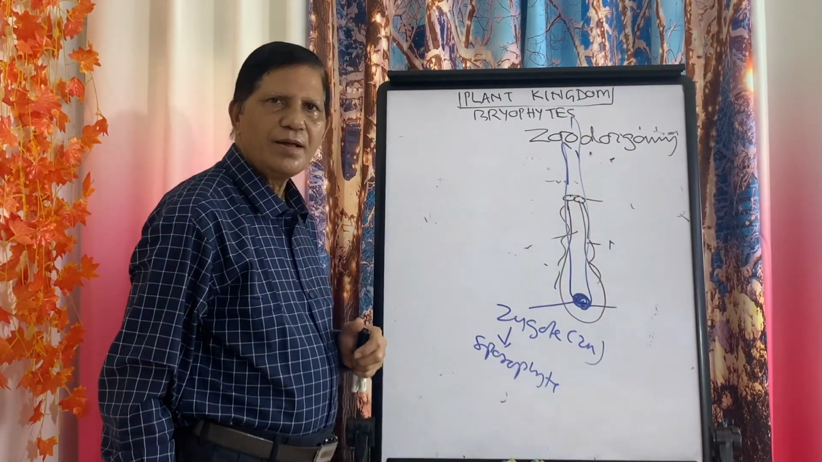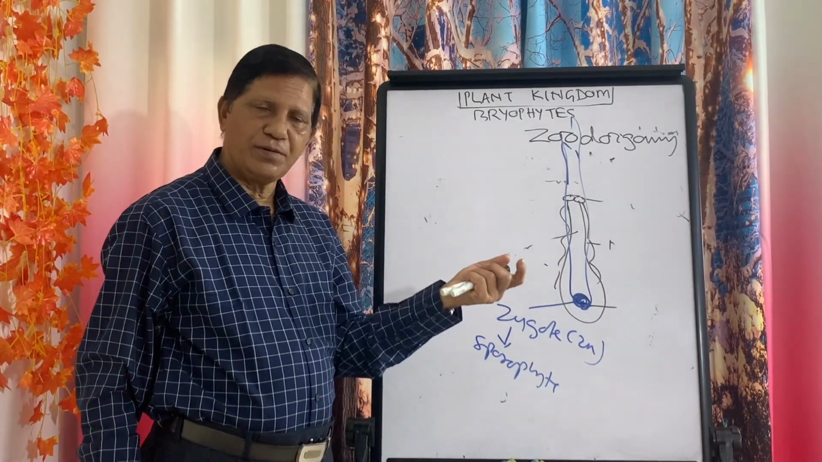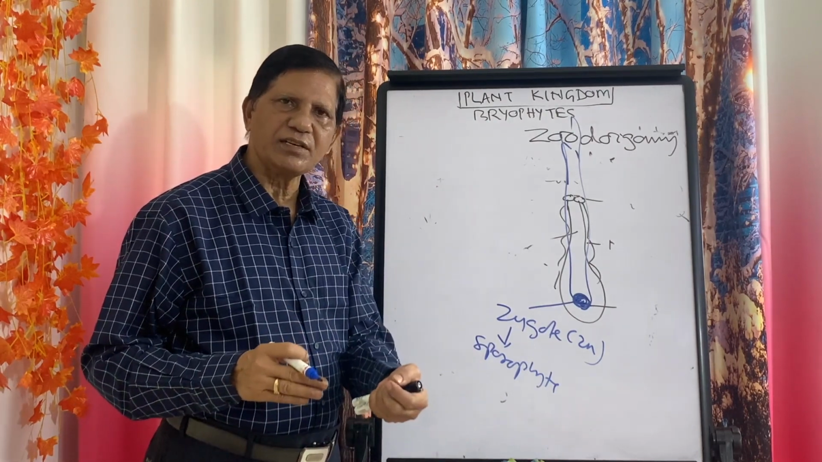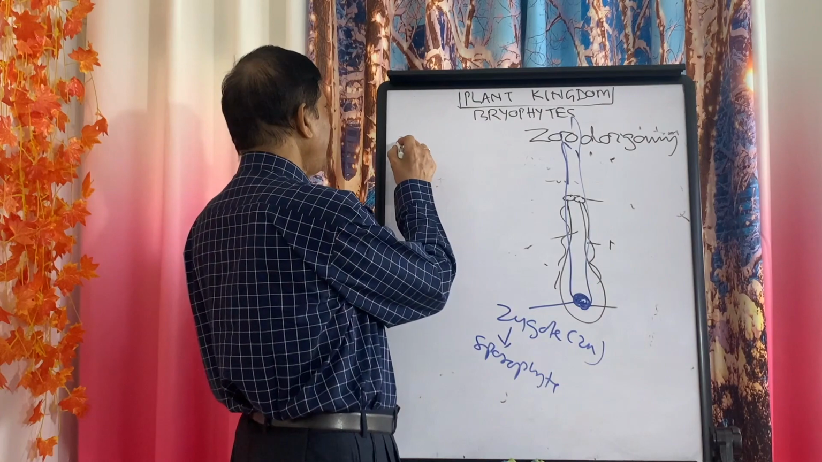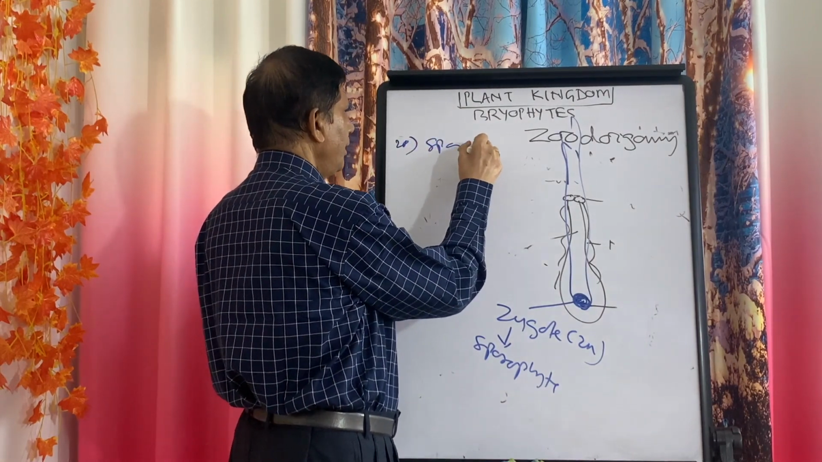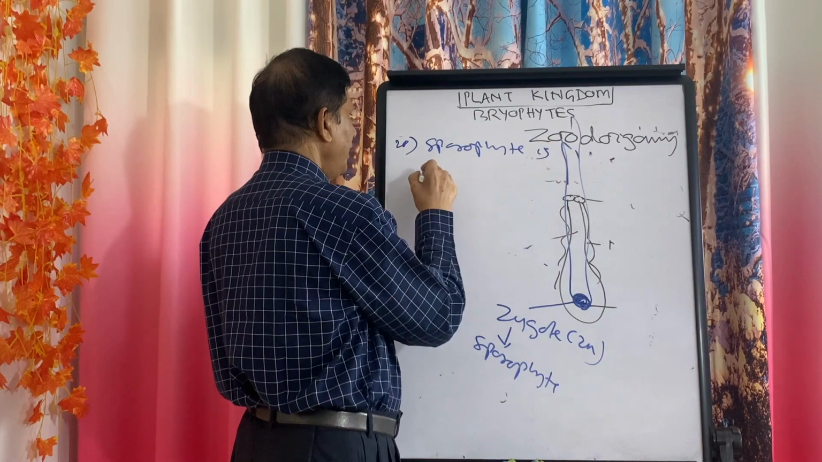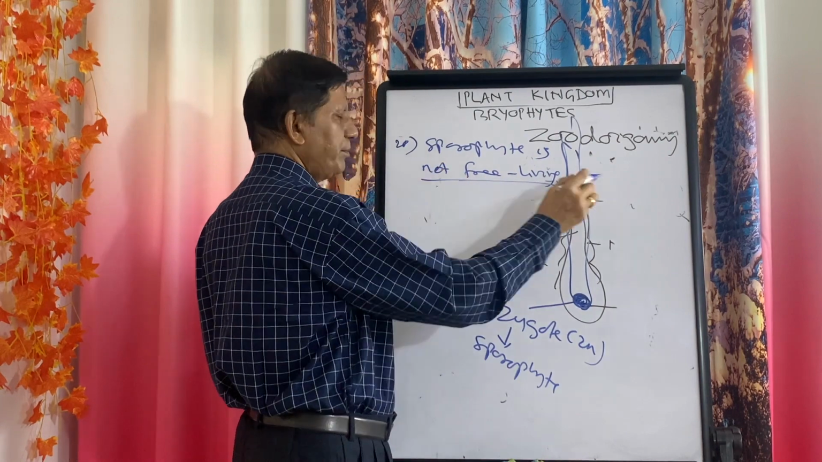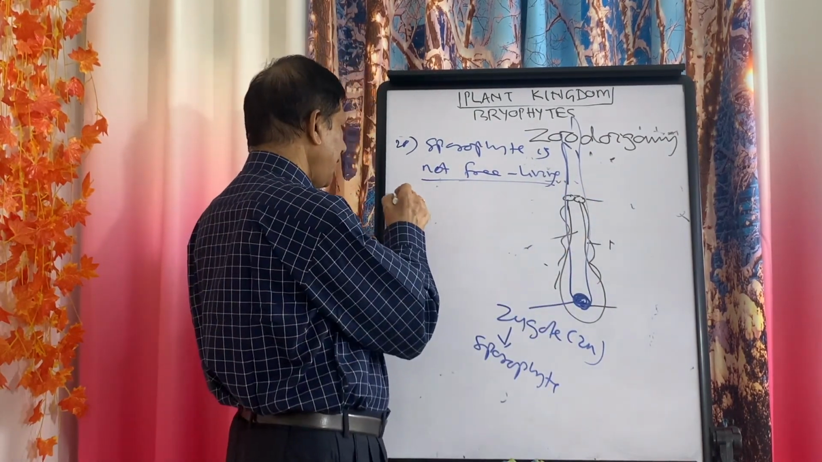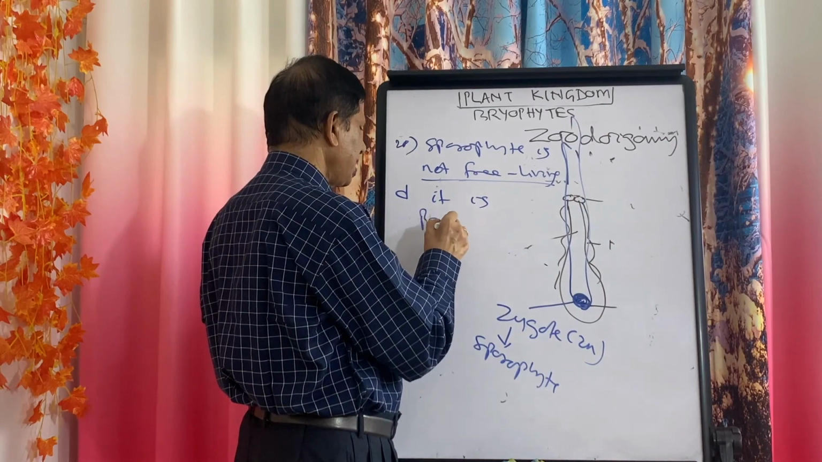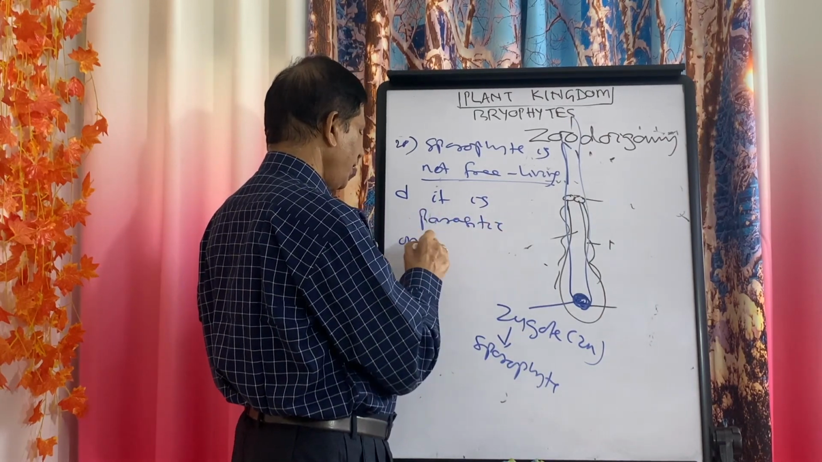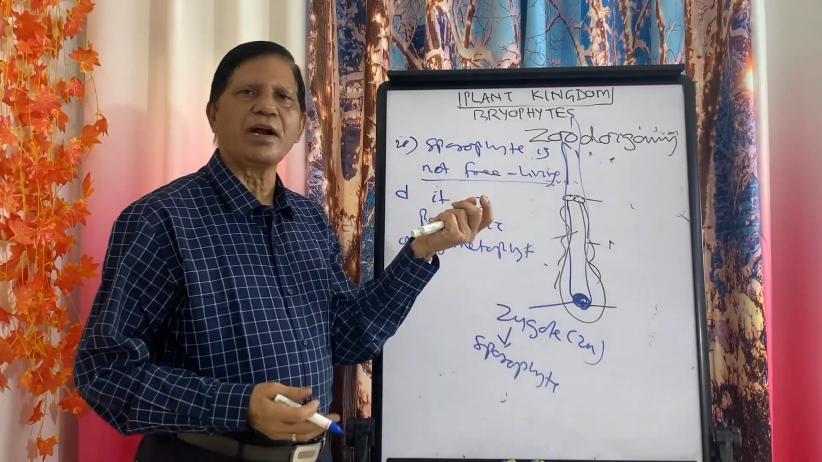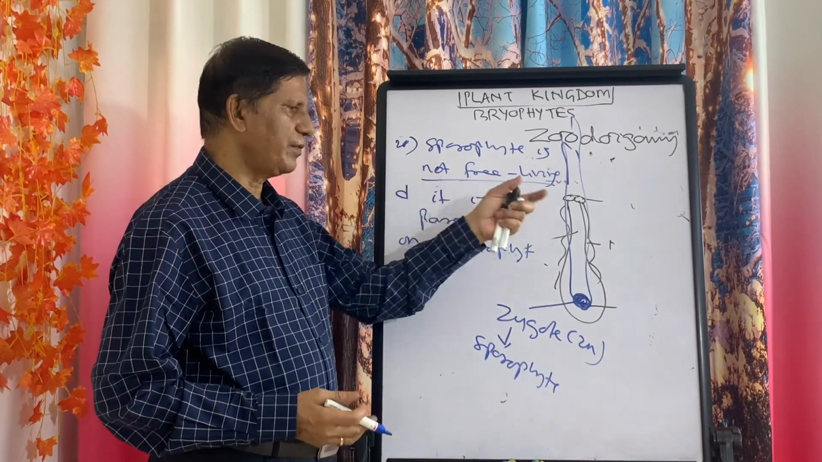But this sporophyte which will develop is not free living. It cannot be attached to the soil and it cannot survive freely. That means this sporophyte is not free living. Very important. Not free living. And it is parasitic on the gametophyte. This is very, very important from the examination point of view. That means it grows on the gametophytic plant body. That is important, and it is not free living.